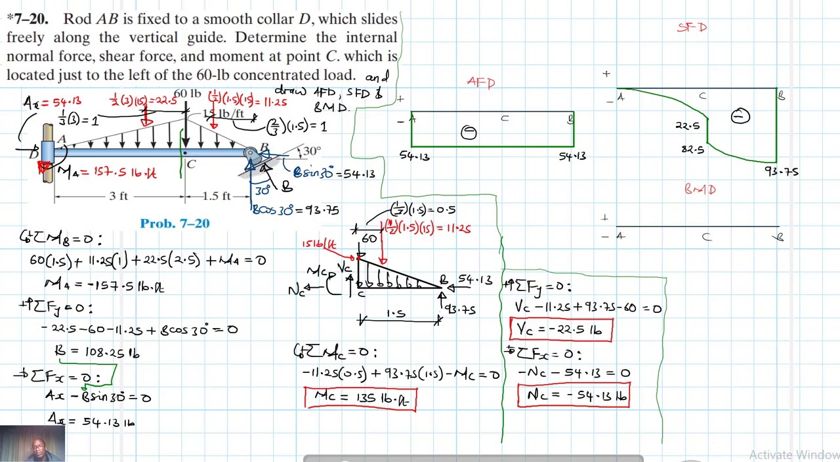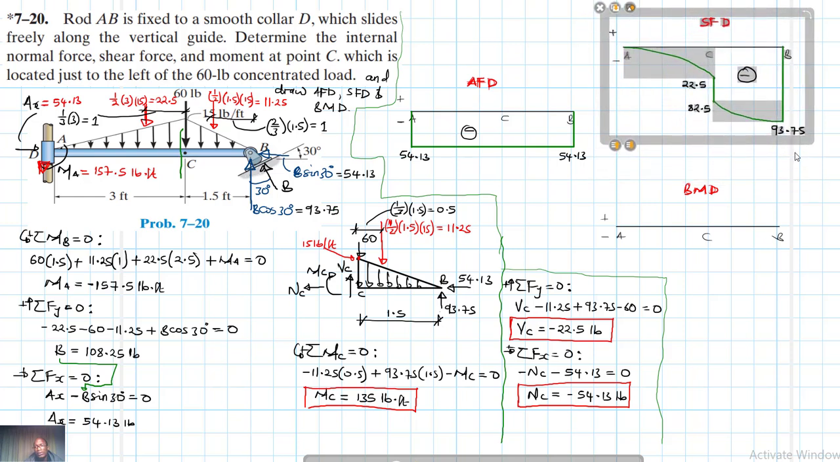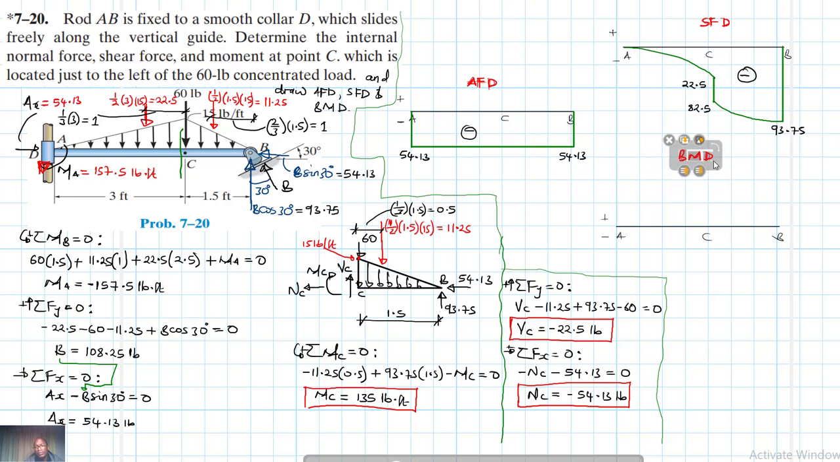So let's draw the bending moment diagram. Let's bring this one here. Let's write it. This is the axial force diagram. This is the shear force diagram. This is the bending moment diagram. Alright, so let's put it there like so. Right, now let's draw the bending moment diagram.